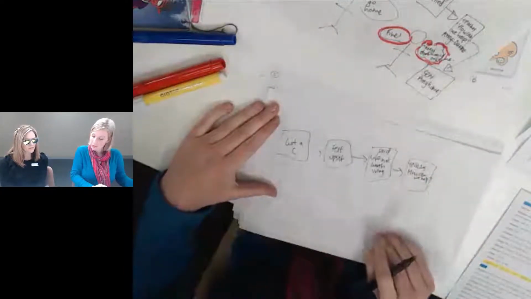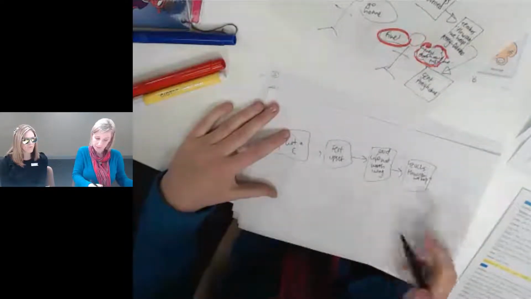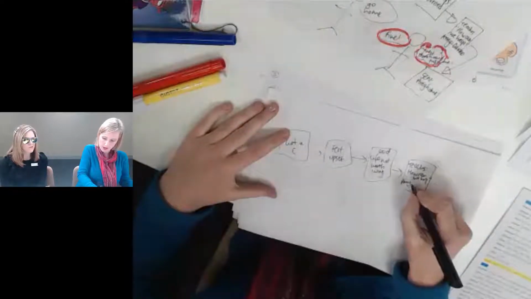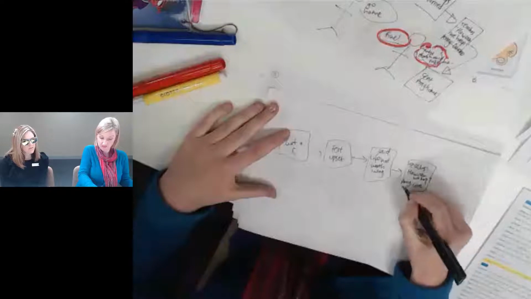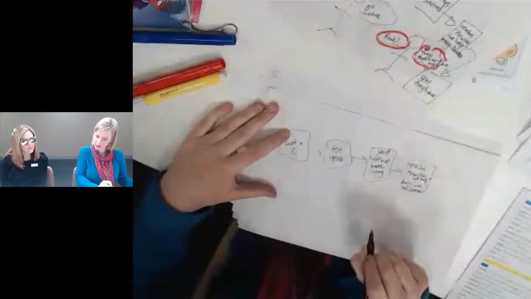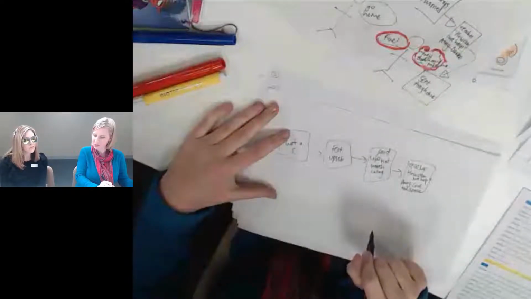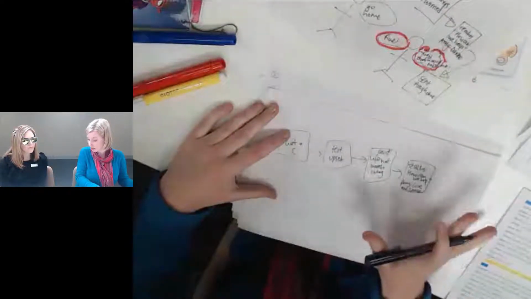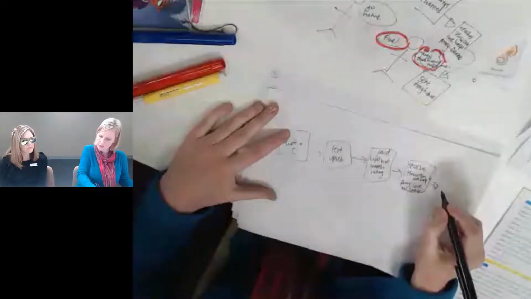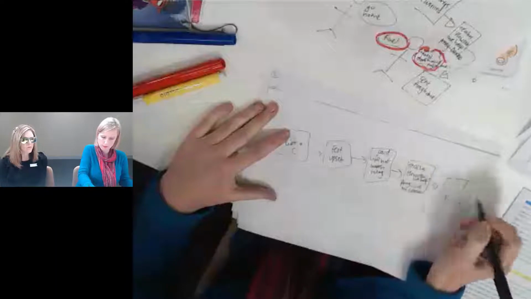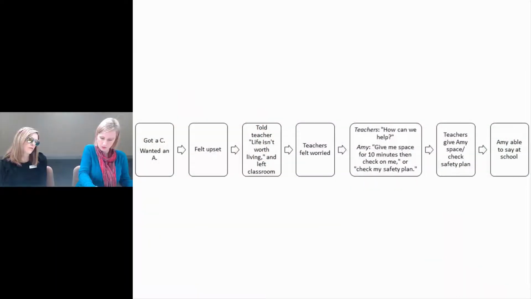I wonder what might happen if you suggested using one of your strategies instead of saying, I don't know. Okay. How about, give me space for 10 minutes, then check. How do you think the teachers might respond? They'd probably like it. I think they'd feel really relieved, maybe still a bit worried, but glad you're trying to cope yourself. Do you think they'd be more likely to let you stay at school? Yeah, I suppose.